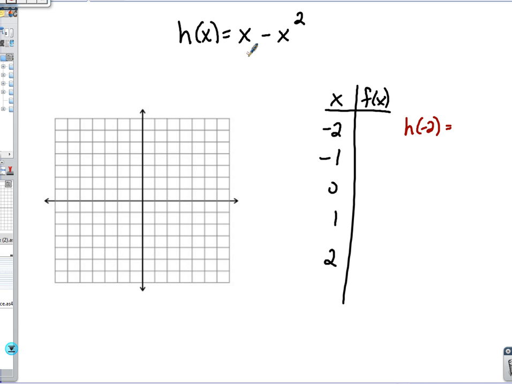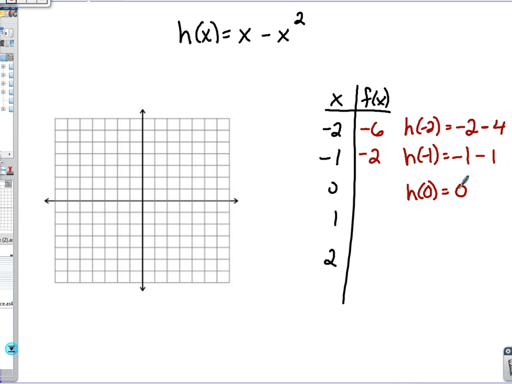That would equal negative 2 minus, and then here we're going to have to square that as we're plugging it in. You can write it out, but I'm going to go ahead and save the step and actually square that as I'm plugging it in. Negative 2 to the second power would be 4. So h of negative 2 is negative 2 minus 4, which is negative 6. H of negative 1 is negative 1 minus negative 1 squared, which is positive 1, so that would be negative 2.